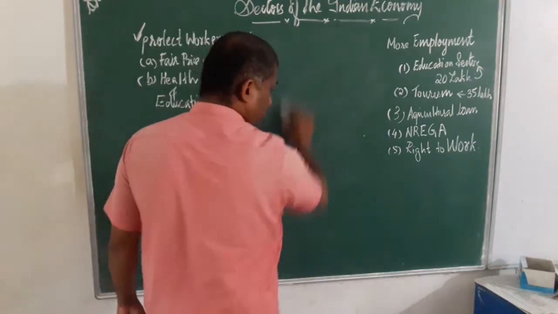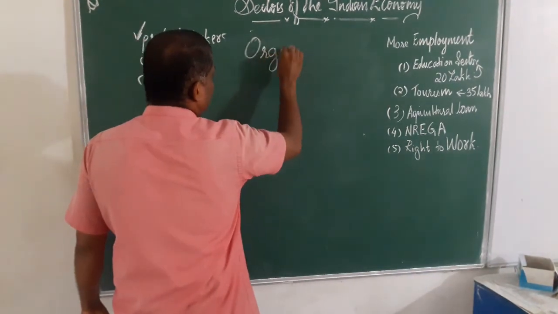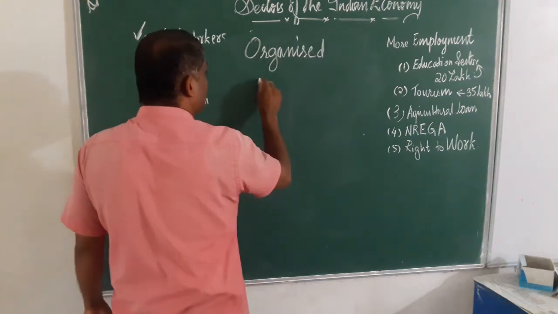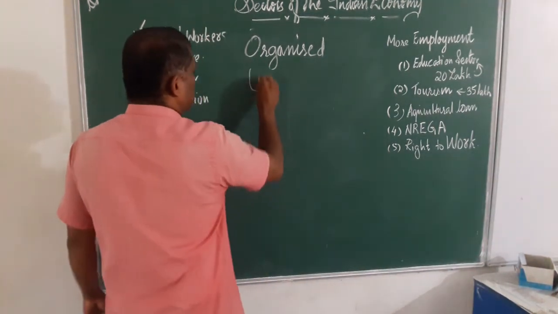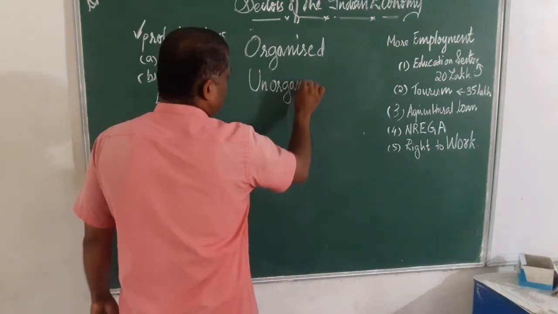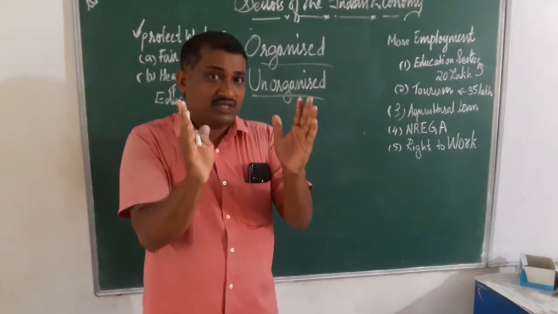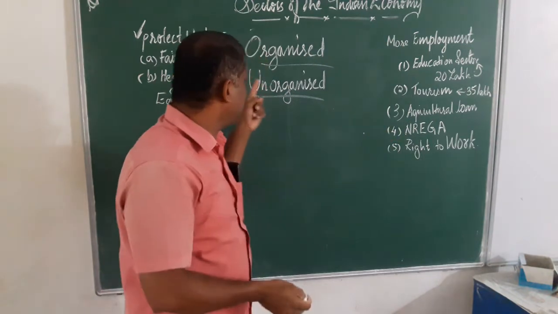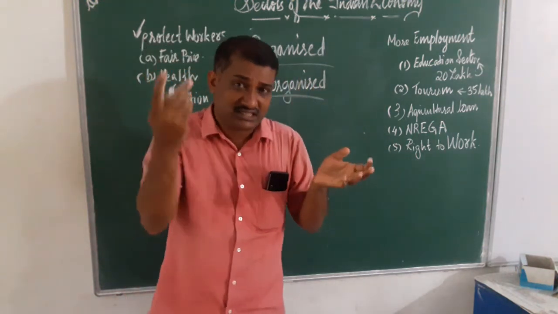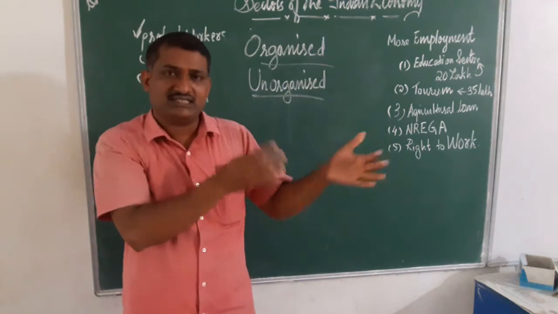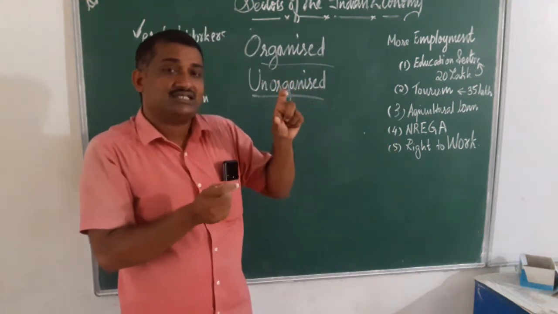The next thing I want to explain is that these sectors are again divided into organized and unorganized sectors. What is the organized sector? What is the unorganized sector? The organized sector we can call government jobs. In this sector, people engage in various works, in the tertiary or secondary sector, in activities run by the government, and definitely they don't need to worry about certain things. That sector is the organized sector.